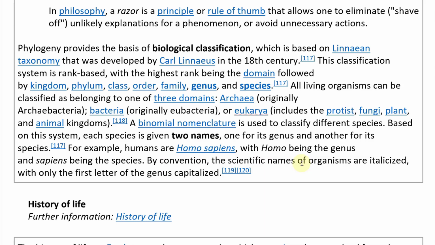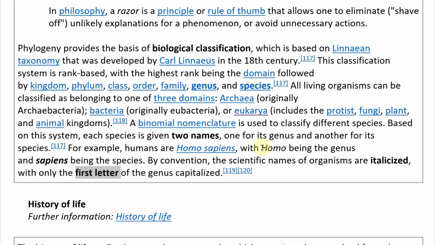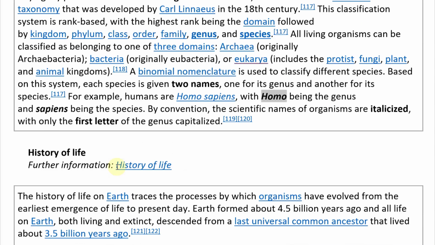By convention, the scientific names of organisms are italicized, with only the first letter of the genus capitalized. So Homo is the one that's capitalized, and they're both italicized. Homo sapiens is italicized, like all scientific names. Notice the H is capitalized, the first one. Fascinating stuff.